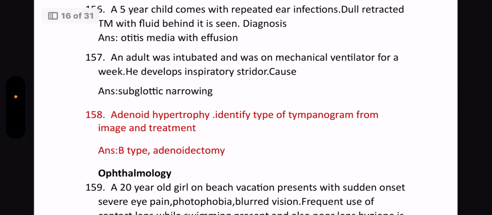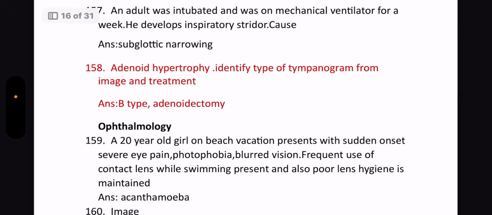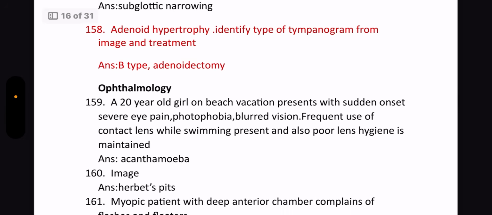Next, 5-year-old child comes with repeated infection, dull retracted TM with fluid behind it. Answer is otitis media with effusion. Next, adult was intubated and on mechanical ventilator for a week. He develops inspiratory stridor. Answer is subglottic narrowing.